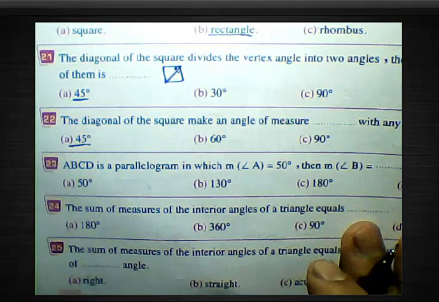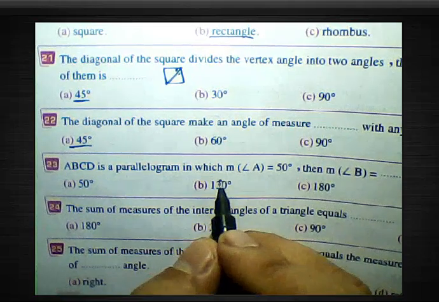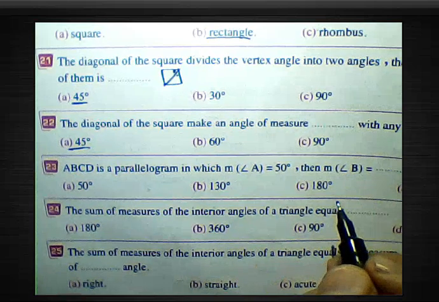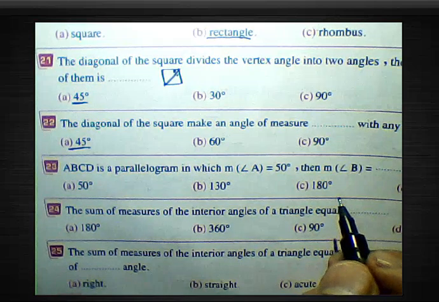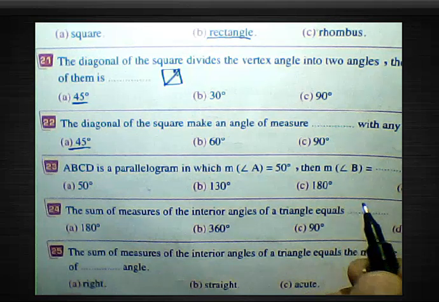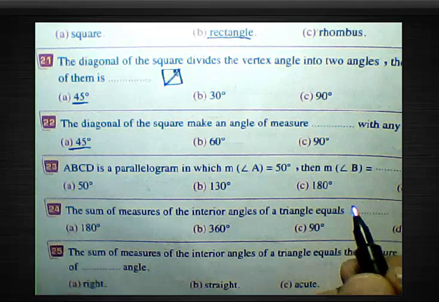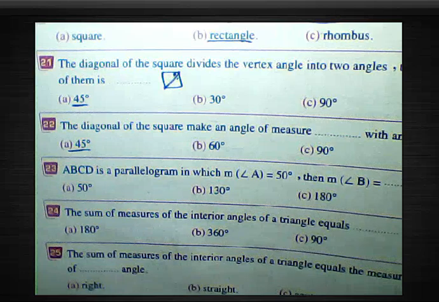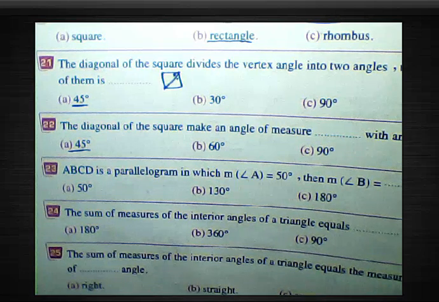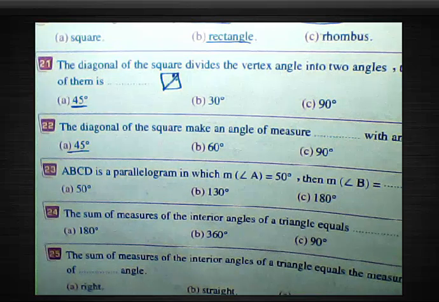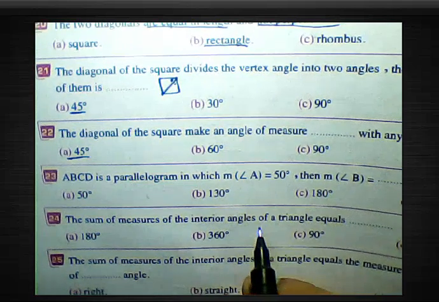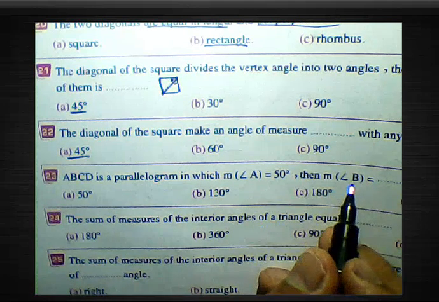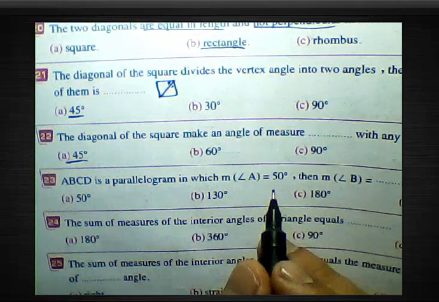Question 23. ABCD is a parallelogram in which the measure of angle A equals 50 degrees and the measure of angle B equals what? If we want to find the sum of the measures of two consecutive angles, we must say 180. The measures of angle A and angle B, the sum of them equals 180 because they are consecutive angles. So the measure of angle B equals 180 subtract 50 equals 130 degrees.